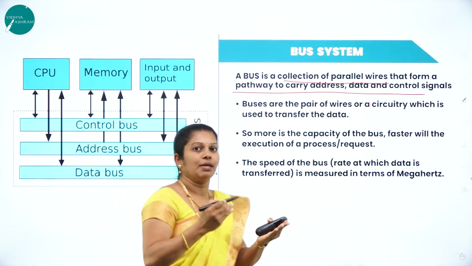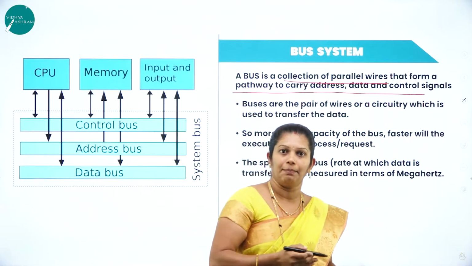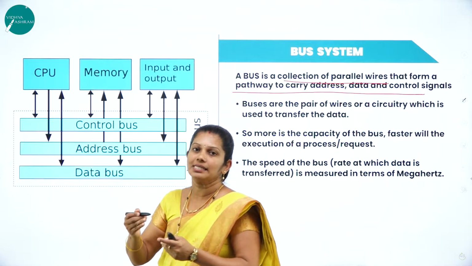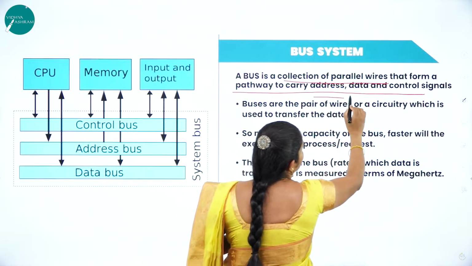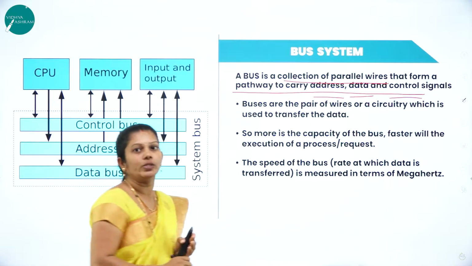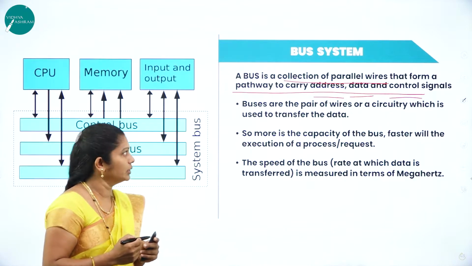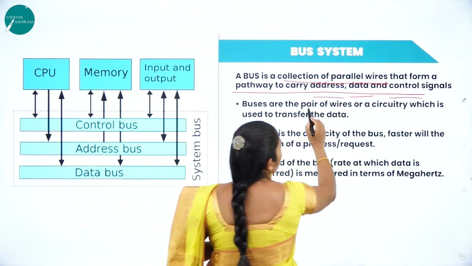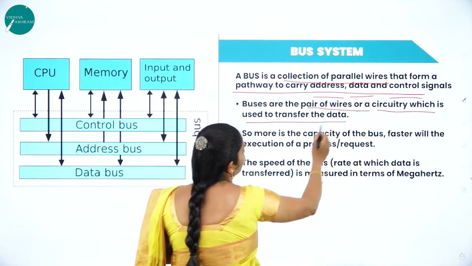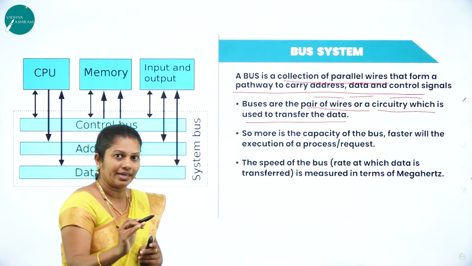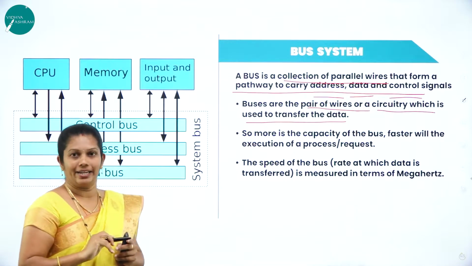In general, what is the main use of a bus? It will transfer people from one place to another place. In the same way, here also the system bus helps to transfer mainly address, data as well as control signals from one part of the computer to another part of the computer. Buses are a pair of wires or circuitry which is used to transfer the data, controls as well as signals.